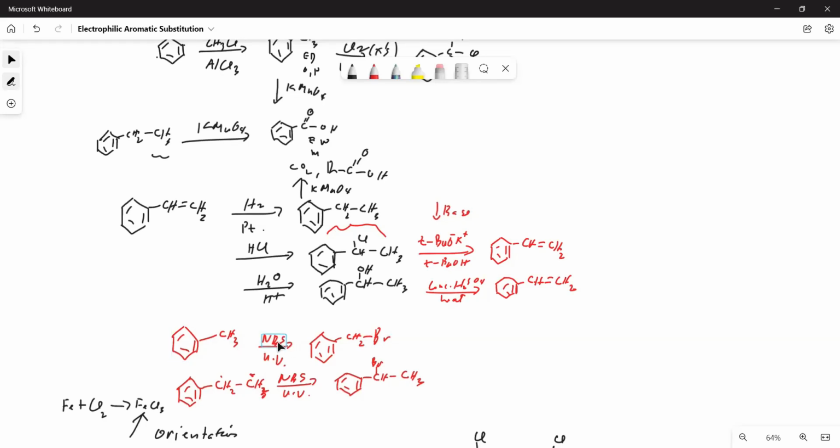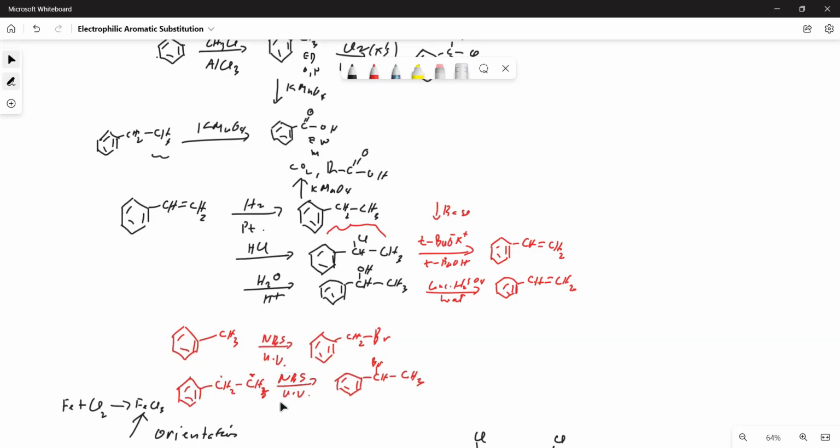And that is through the use of NBS, no? Or N-bromosuccinimide in the presence of UV. So if you use N-bromosuccinimide, there is no multi-replacement of hydrogen, only one. So that's why you will end up with bromo-methylbenzene. How about if you have ethylbenzene and you use NBS?